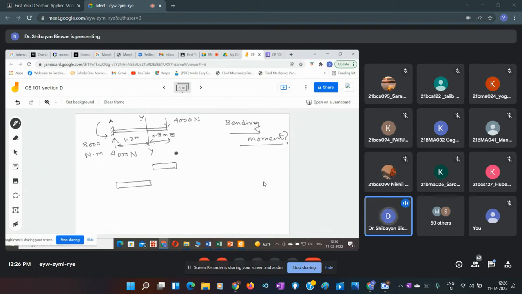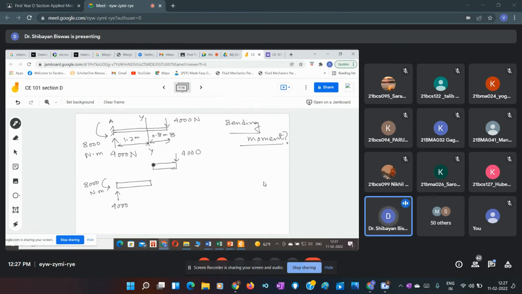What is acting here? For the right side part, the 4000 is acting, and for the left side part, the 4000 is acting upward, and this moment is also acting in the anti-clockwise direction. This is the 8000 Newton meter. We know from the equilibrium point of view that these are the forces and moments acting. We want to find out the bending moment at this section YY, and first we are considering the right part.